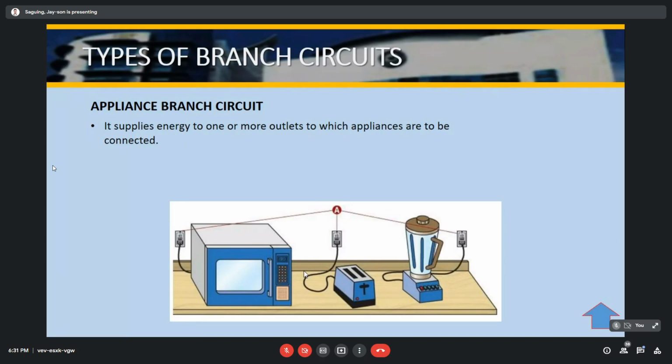Sa appliance branch circuit, kay tama na siya sa appliance pero dili niya tama na siya sa appliance like outlet to outlet. Wala siya kanang outlet to lighting taman, but outlet to outlet man gud siya. Appliance branch circuits do not supply lighting fixtures. Appliance branch circuits cannot exceed 20 amps.